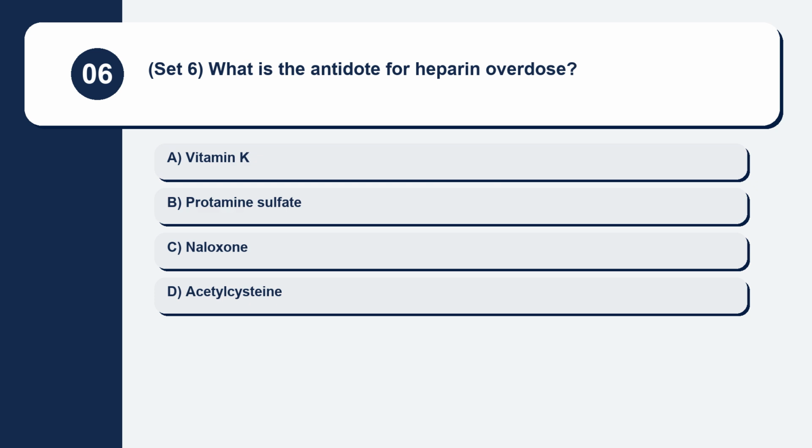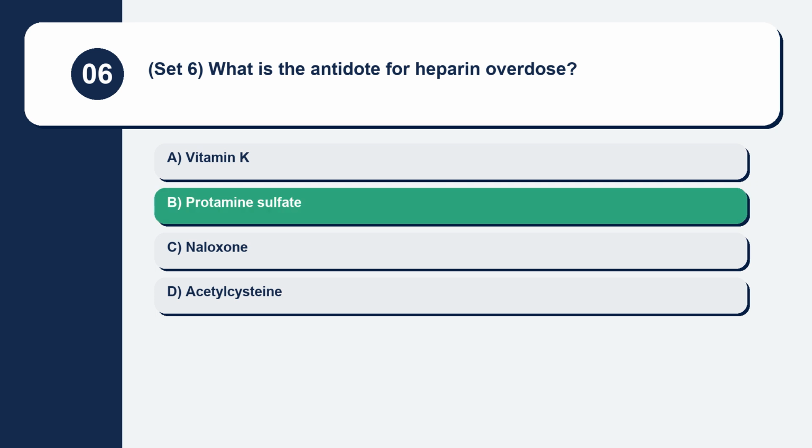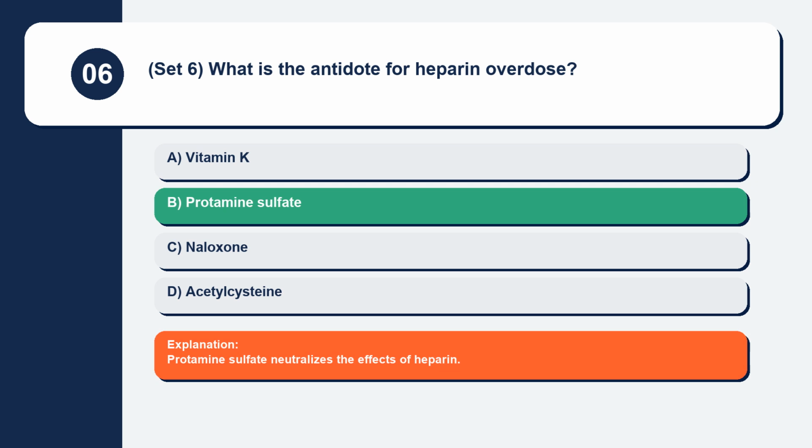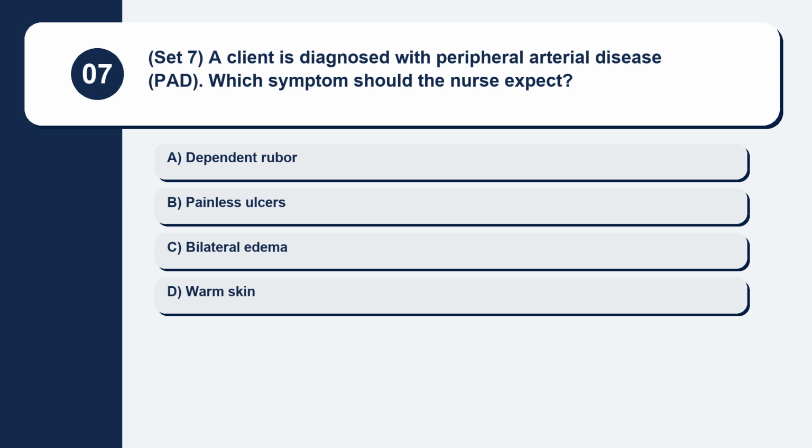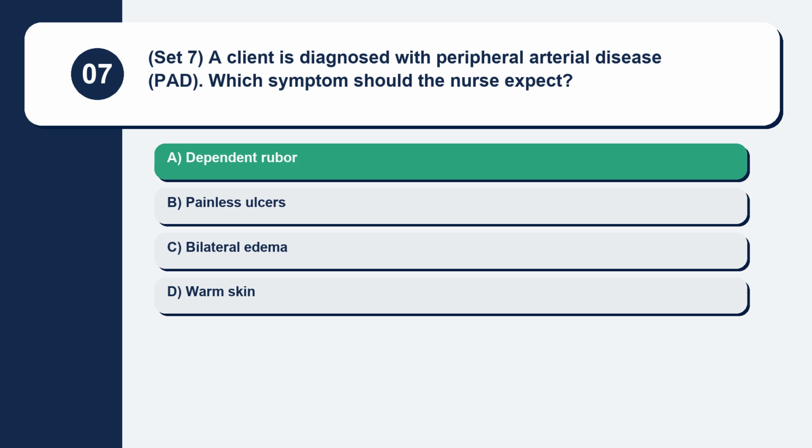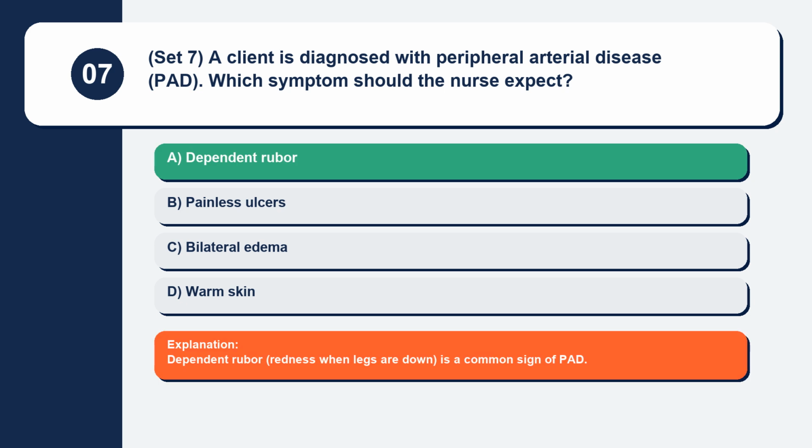Question 6. Set 6. What is the antidote for heparin overdose? Vitamin K, protamine sulfate, naloxone, acetylcysteine. Protamine sulfate neutralizes the effects of heparin. Question 7. Set 7. A client is diagnosed with peripheral arterial disease, PAD. Which symptoms should the nurse expect? Dependent rubor, painless ulcers, bilateral edema, warm skin. Dependent rubor, redness when legs are down, is a common sign of PAD.